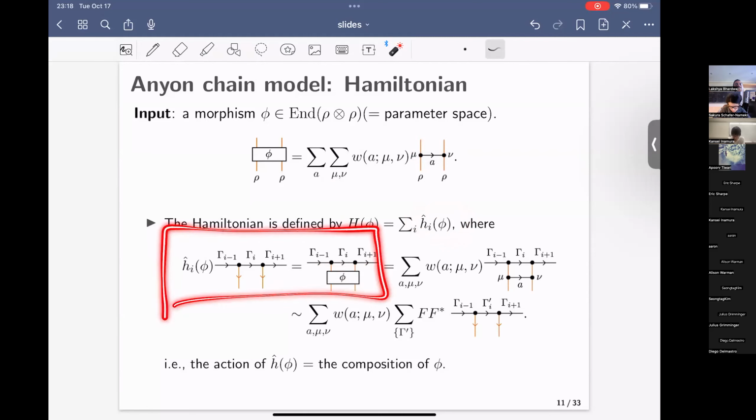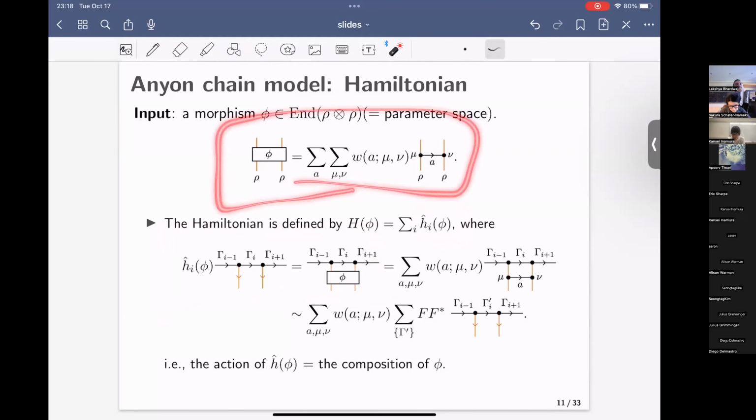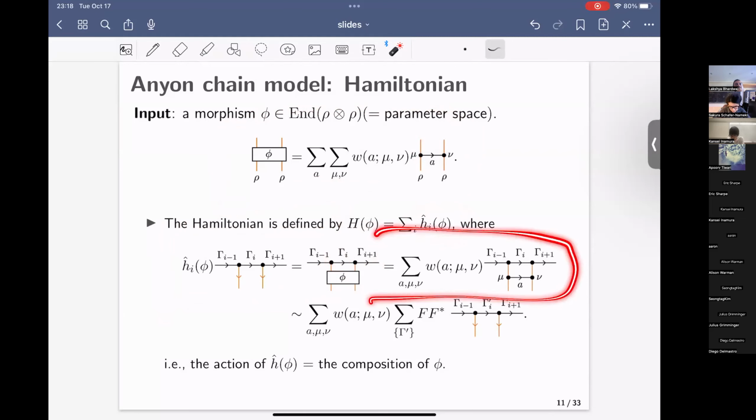So this is the definition of the Hamiltonian. And if we substitute this expression into here, then this Hamiltonian looks like the right-hand side of this equation. What this operator does is to insert a topological line A between two adjacent vertical legs, and then take the sum over all the possible trivalent junctions mu and nu for fixed A, and then finally take the sum over all the possible A's with some coefficient W.